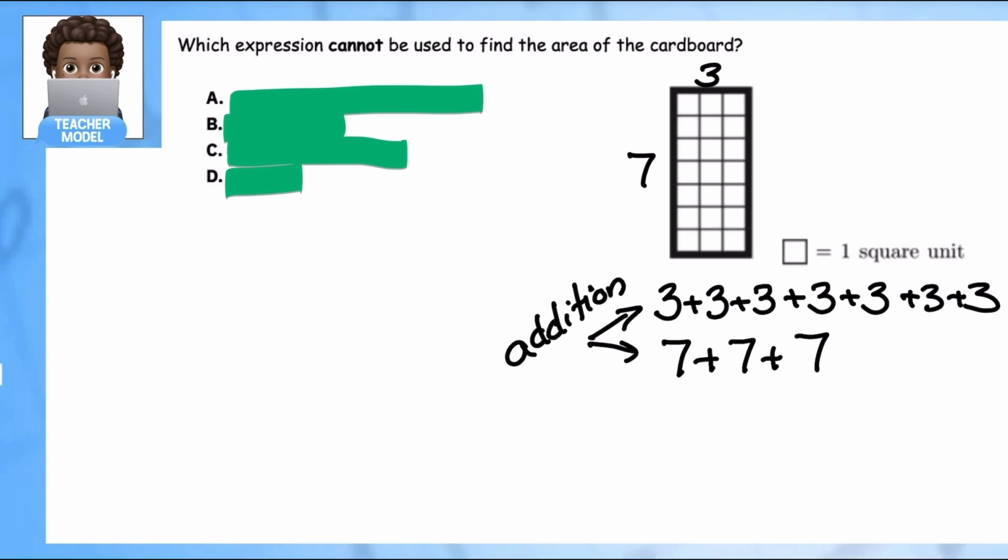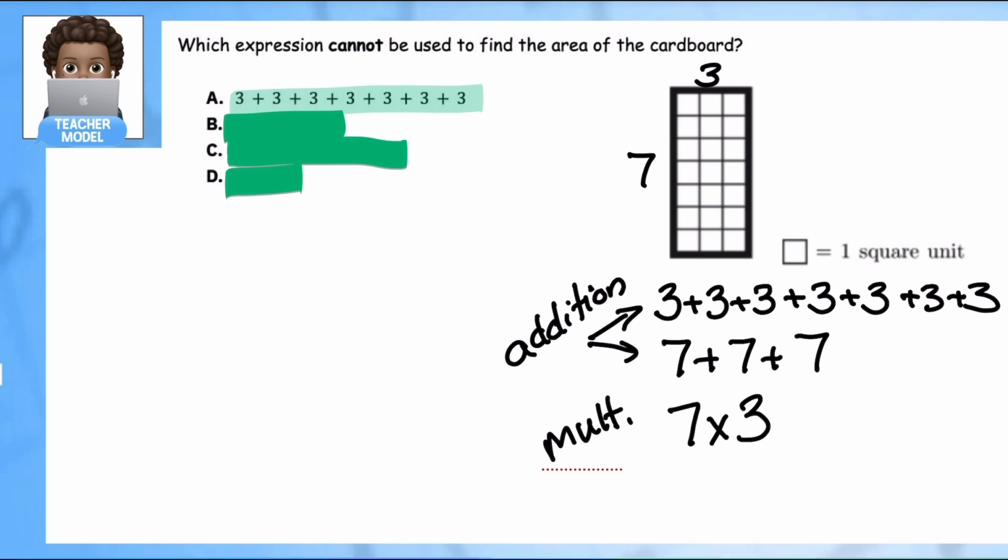So I can have 7 groups of 3s if I think about it horizontally, or I can count vertically and see 3 groups of 7. Or I can use multiplication and see this as 7 times 3. So that's another way I can express this. So let's look at our choices, because we're not looking for the correct ones, we're looking for one that cannot be used. So let's look at the first one.